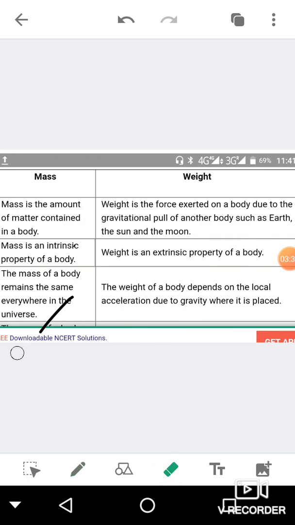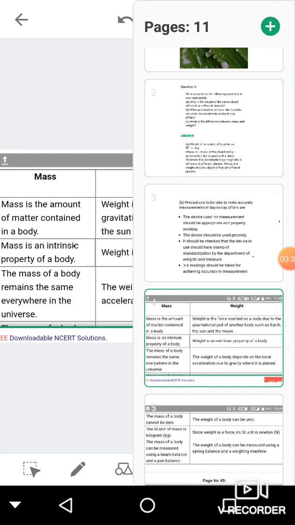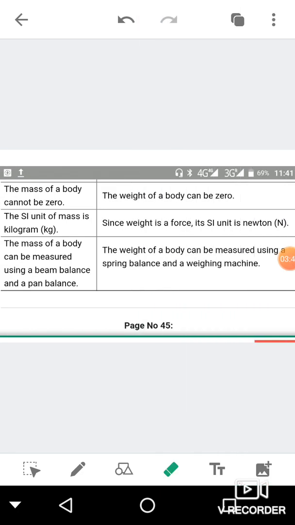Now move on to the further differentiation, that is, the mass of the body cannot be zero. Mass of the body cannot be zero means if a body has mass, then it should not be zero. The weight of the body can be zero.